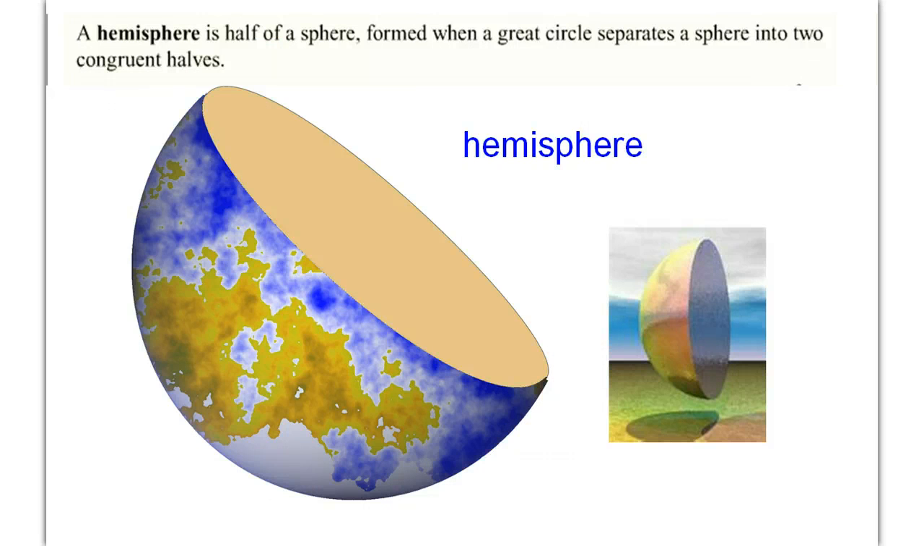Okay, another vocabulary word, hemisphere. If you break it down, what do you think the root hemi means? Hemi means half. So hemisphere literally means half of a sphere. This would be a hemisphere. This would be a hemisphere.